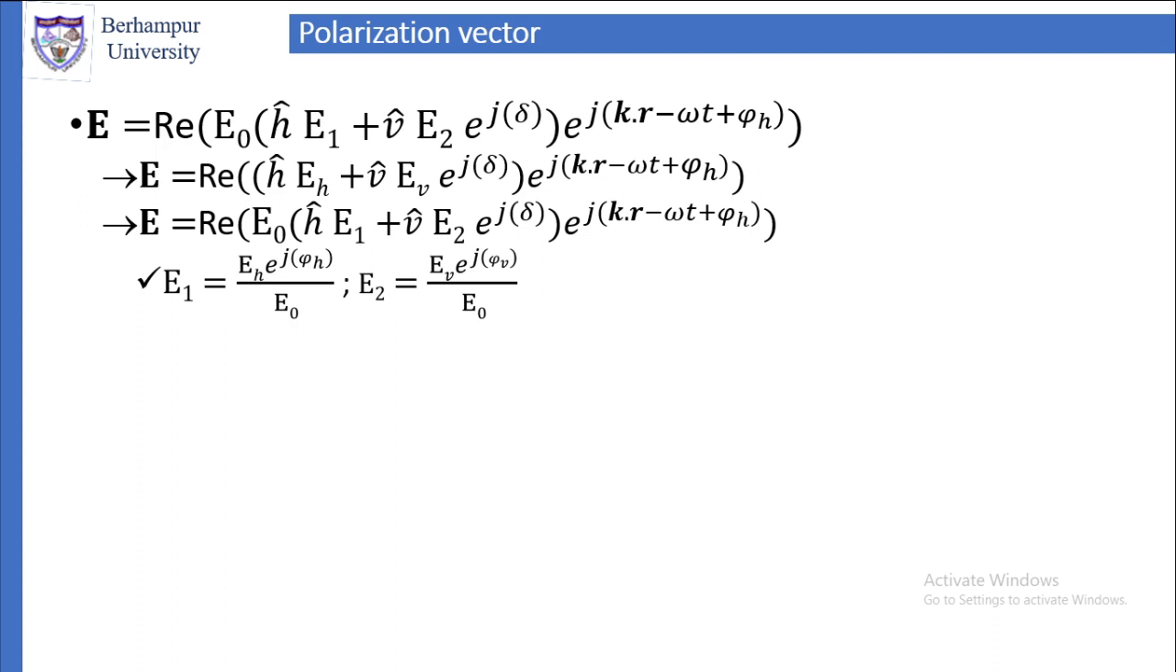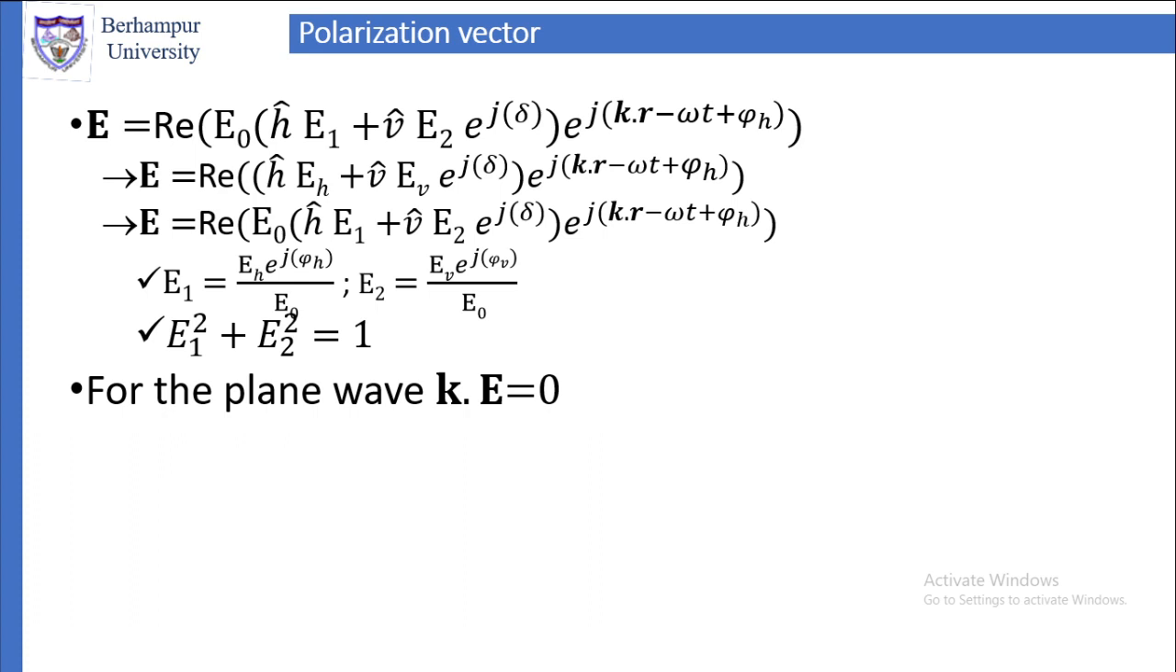So these are E1 and E2. If I write E in terms of E1 and E2, E1 will be EH e to the power j VH by E0, and E2 will be EV into e to the power j VV by E0. Then E1 square plus E2 square is equal to 1. Now, why are we writing it in this form? Because we are normalizing it. If you normalize with respect to E0, then E1 square plus E2 square is equal to 1. That is why we are doing this.